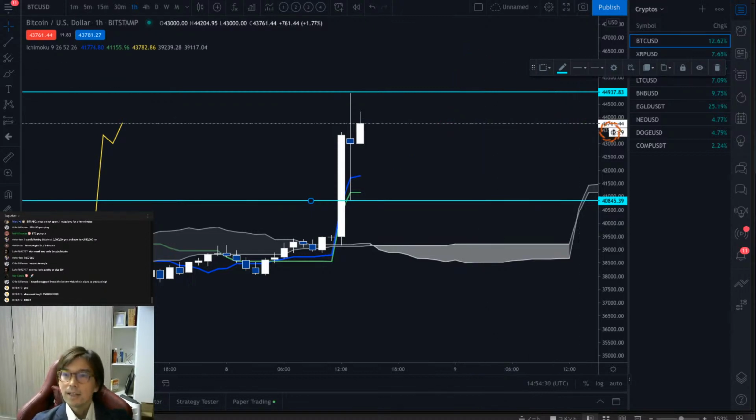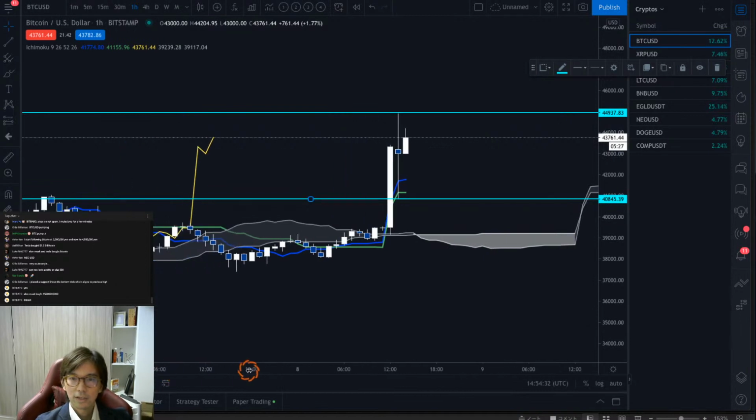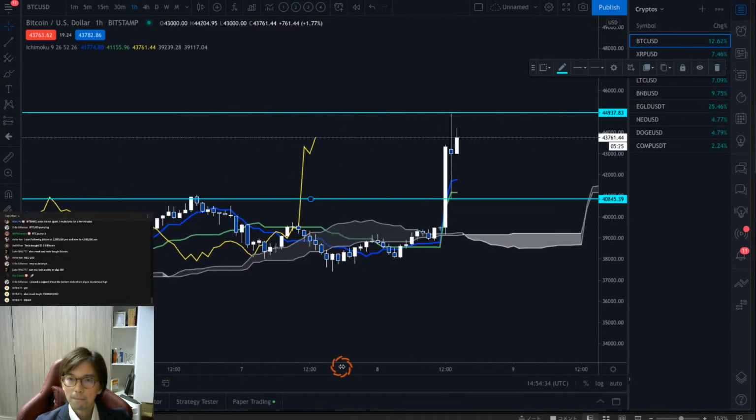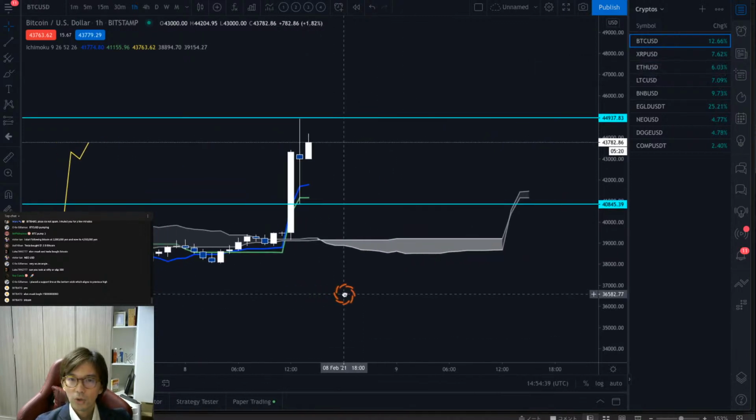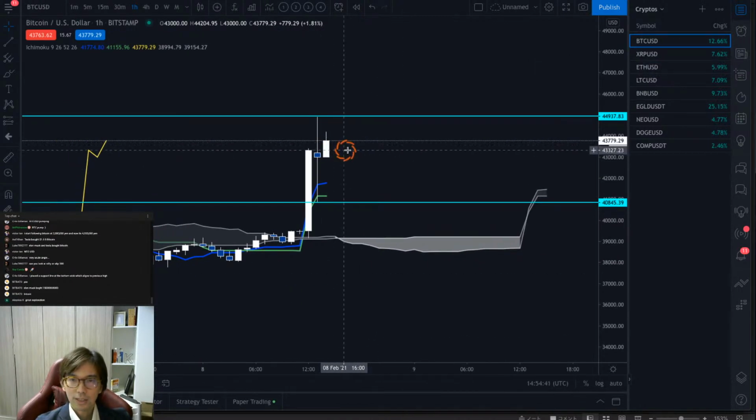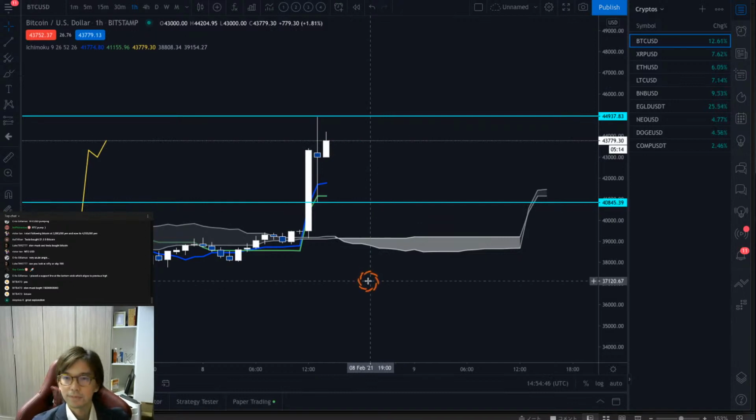So yeah, let's see. For now, the market looks to be consolidating in 1 hour chart. So I would wait for the next uptrend to come and follow the uptrend. Otherwise, no trade.